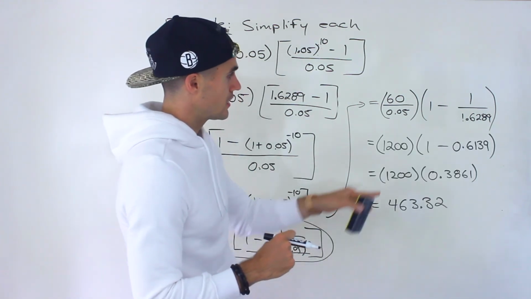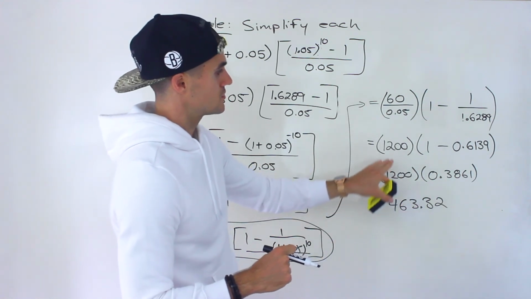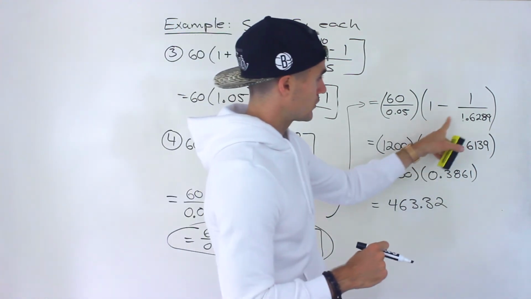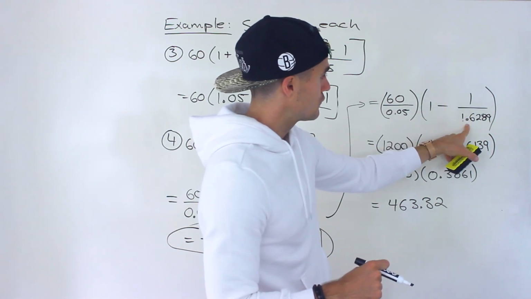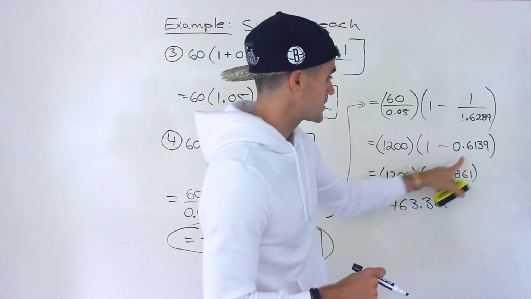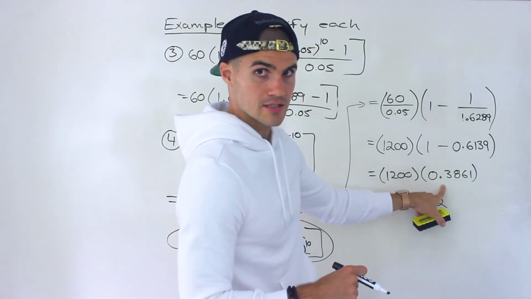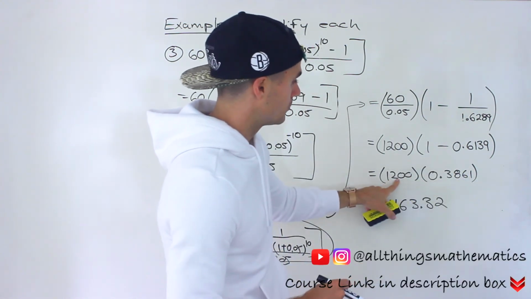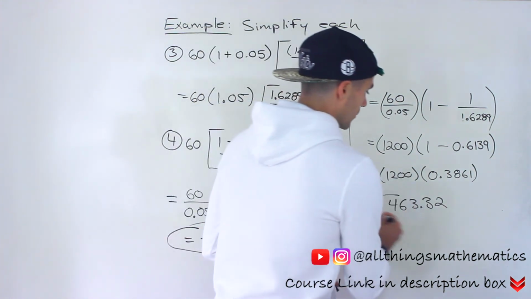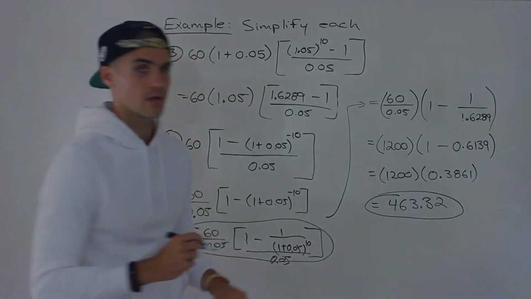And so continuing on, when we take the 60 divided by the 0.05, we would end up with 1,200 in this bracket. Then over here, what you want to do is the division first. So 1 divided by that would give you 0.6139. Then you could subtract these, that would be 0.3861. And then you can multiply these expressions, those brackets. The final answer for number 4 ends up being 463.3.